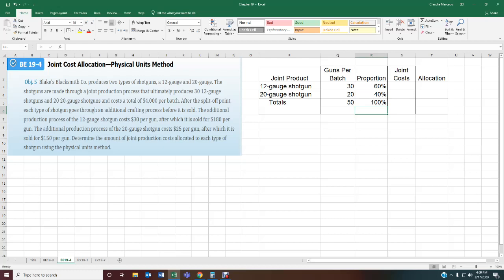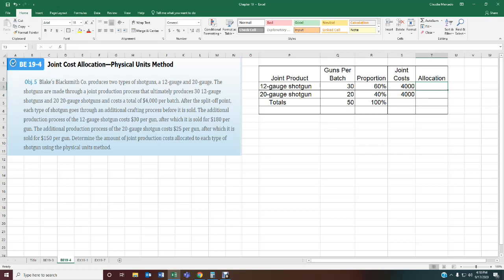It tells us here that the costs are a total of $4,000 per batch. So in this batch of 50 guns, I am spending $4,000 in total. I'm just going to do here, this is my driver, this is my cost, which is $4,000. I'm going to do that there.